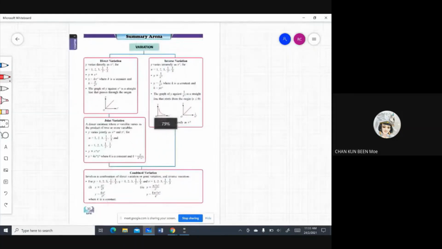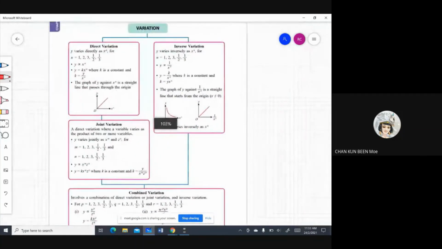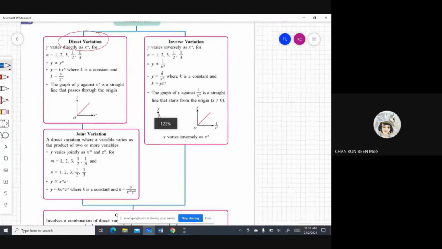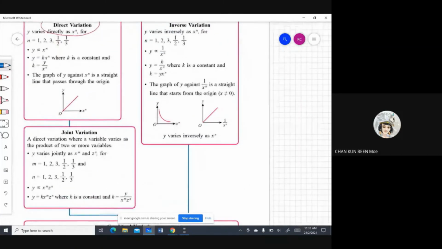Just revise here. What did you learn in variation? First, you learned direct variation. The direct variation is y varies directly as x to the power of n. There is a relation, and then you need to add the constant. And the graph of y against x to the power of n is a straight line for a direct variation, and it passes through the origin.